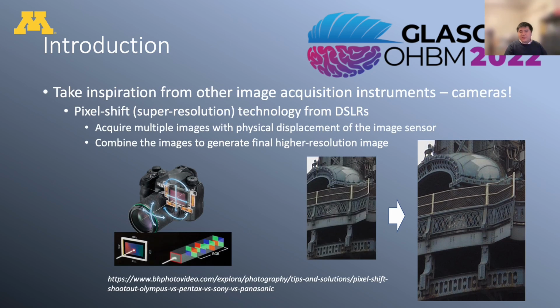So to tackle these issues, I have looked at how other imaging modalities generate higher resolution images. In digital cameras, such as DSLR, pixel shift technology has been used to generate higher resolution images from a lower resolution sensor. This technique, also known as super resolution, involves acquiring multiple images with physical displacements of the image sensor. And once multiple images are collected, the image processor in the camera combines the images to generate the final high resolution image.